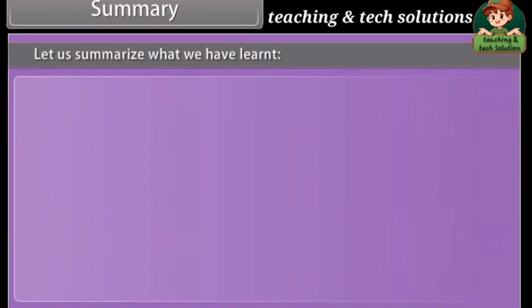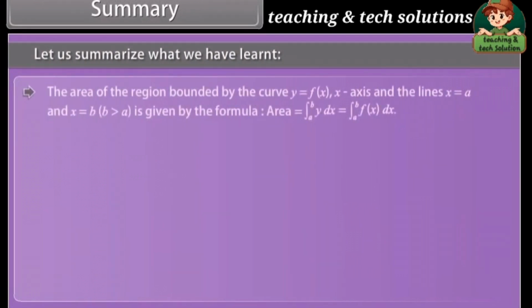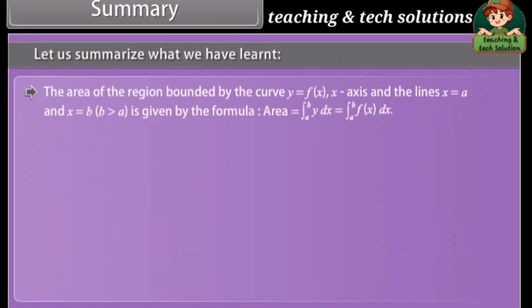Summary. Let us summarize what we have learned. The area of the region bound by the curve y equals f of x, x-axis, and the lines x equals a and x equals b, where b is greater than a, is given by the formula area is equal to integral from a to b of y with respect to x equals integral from a to b of f of x with respect to x.